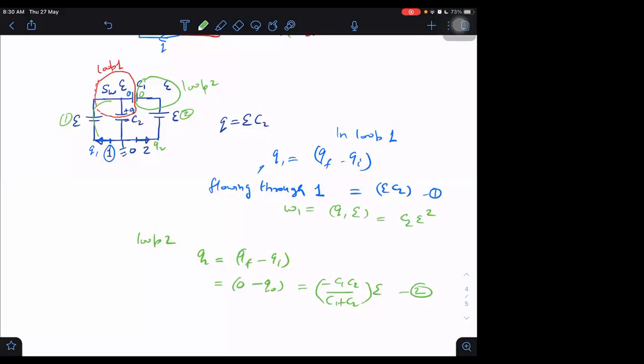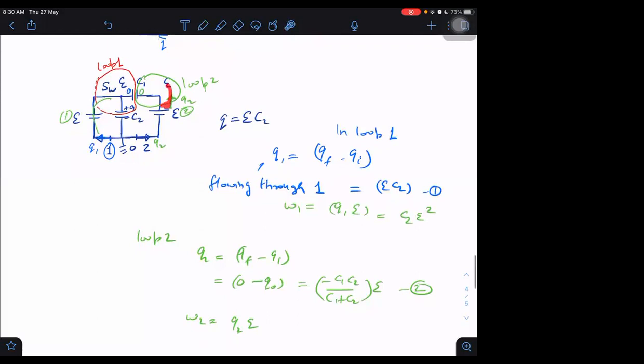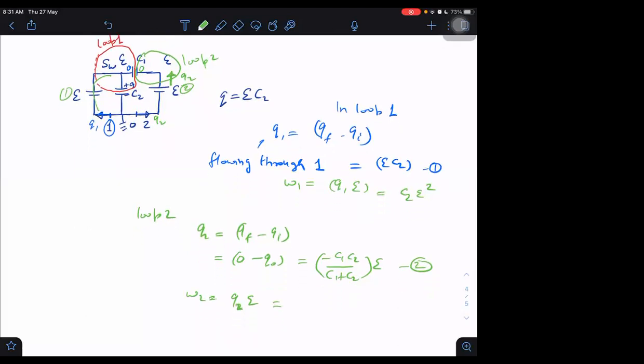Yes, sir. What is the work done by battery 2? Remember, the charge which leaves the positive terminal gives us Q2 into E. If charge is entering the terminal, then I have to take minus Q2 into E. But here, I have assumed charge to be going in this direction, see the arrow, so I have to take it as positive only, not negative. But I have to put the value of Q2 with proper sign. Q2 is finally minus C1 C2 upon C1 plus C2 whole into E. Then it becomes minus C1 C2 upon C1 plus C2 into E square. That is the work done by battery 2.